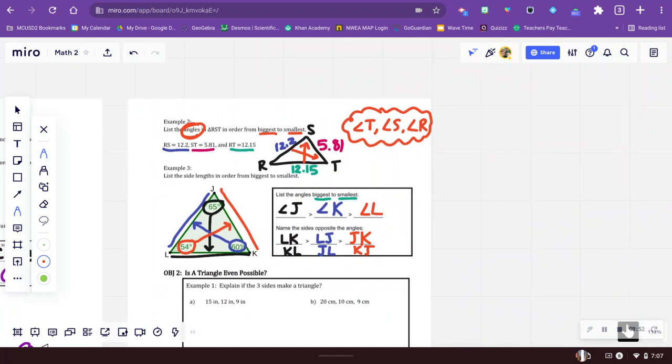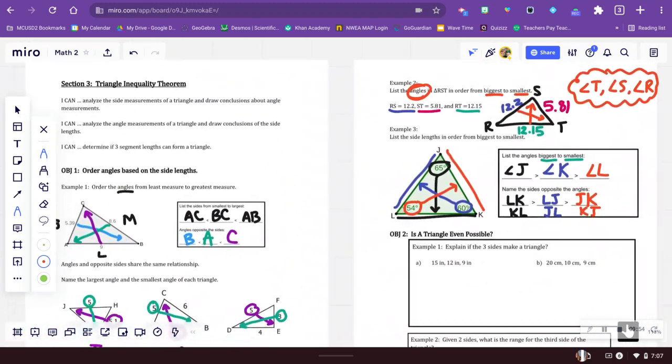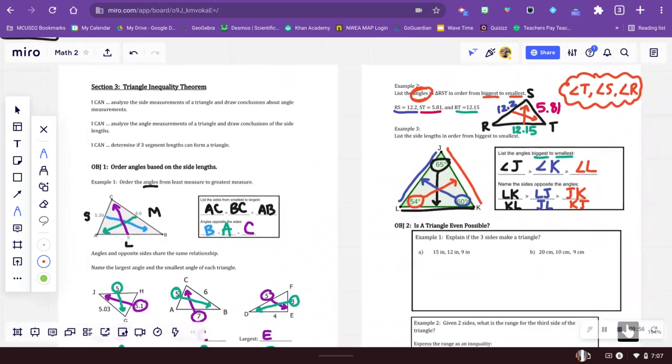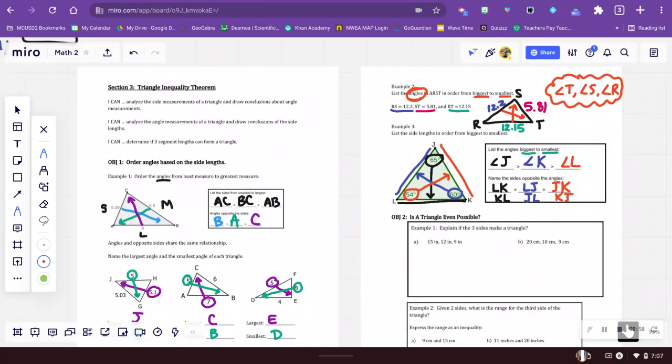All right, so today's objective is just ordering those sides or angles from biggest to smallest or smallest to biggest. So identify the biggest or the smallest, and then you just have to go across from that to find the corresponding side or angle that shares that same relationship.